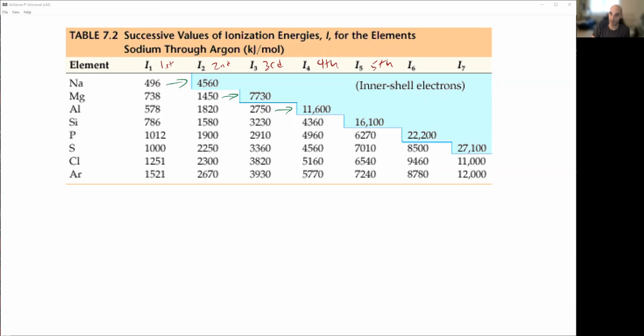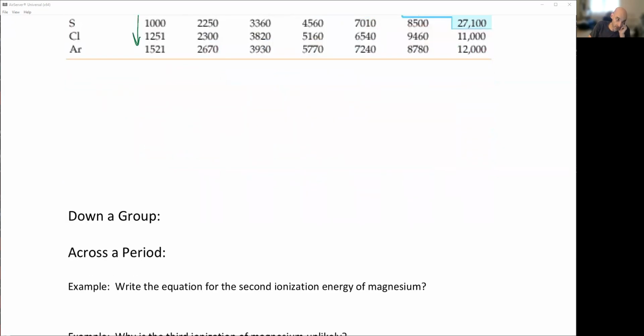That's why we see those massive jumps between the outer shell, the valence shell, and the inner shell. Trying to get rid of an electron forming sodium 2+ is really difficult because you're getting rid of that electron from the inner shell. So it costs a ton of energy. What we see across a period, sodium all the way to argon, is an increase in ionization energy. Again, this is the Z-effective argument. Z-effective increases when we go from left to right, creating a stronger interaction.